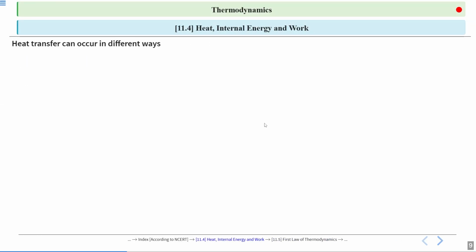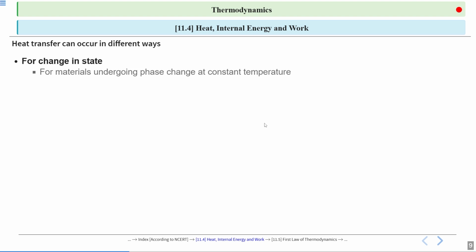Heat transfer can occur in different ways. So first, for change in state. Here change in state means we know three states: solid state, liquid state, and gaseous state. So for change in state, solid to liquid, liquid to gas, and vice versa, gas to liquid and liquid to solid, like this.